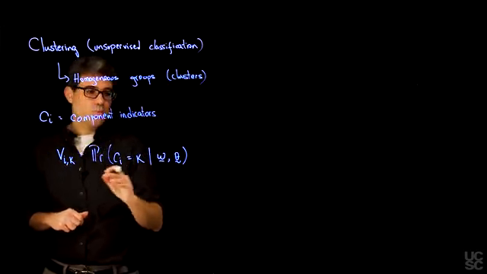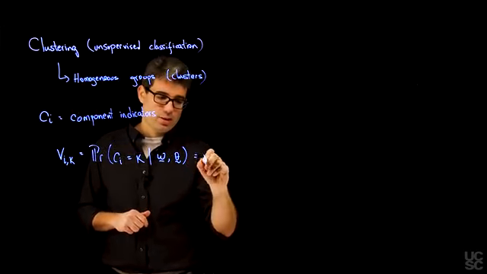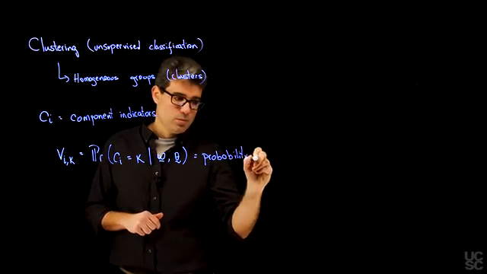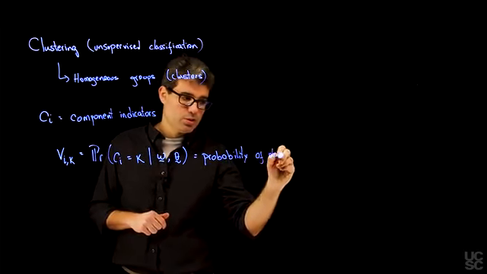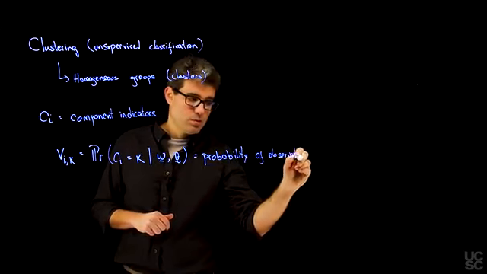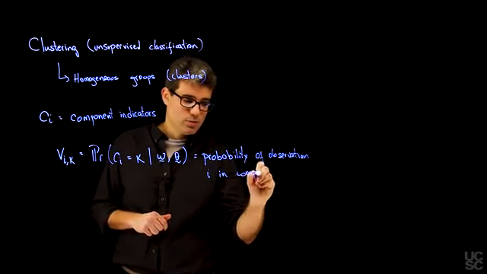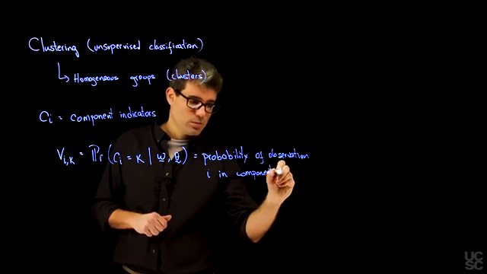So these components could be interpreted as the probability of observation i being in component k.